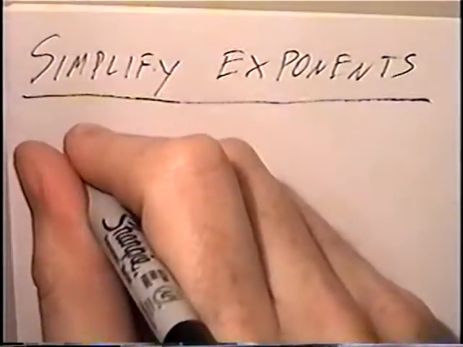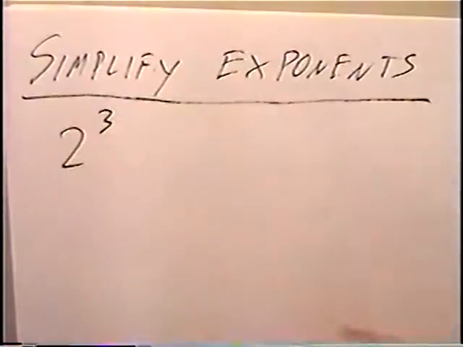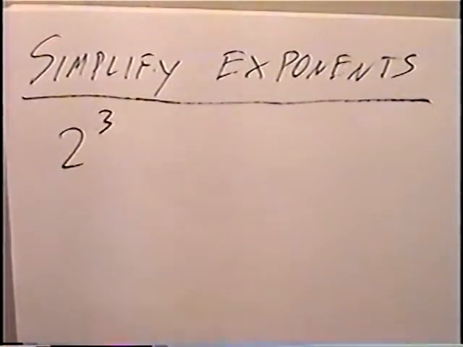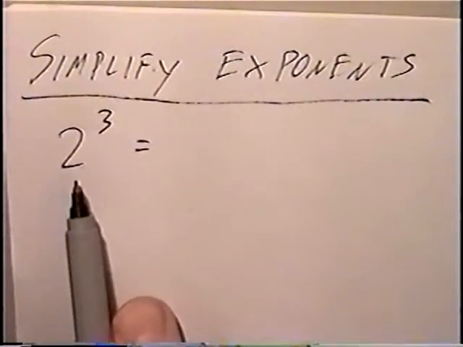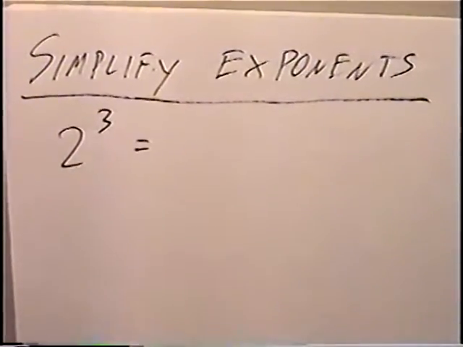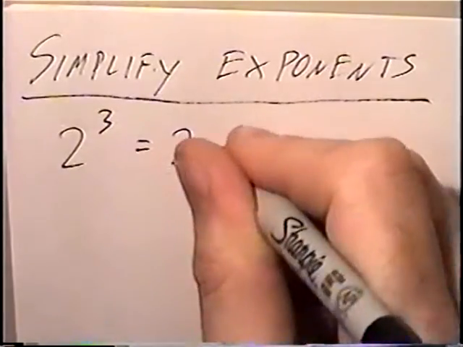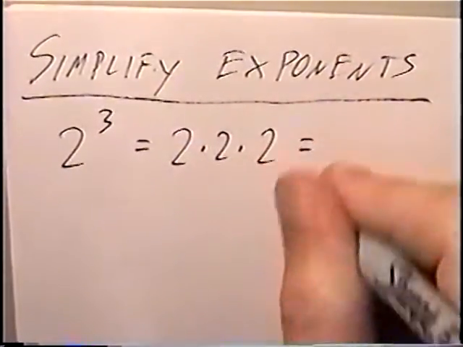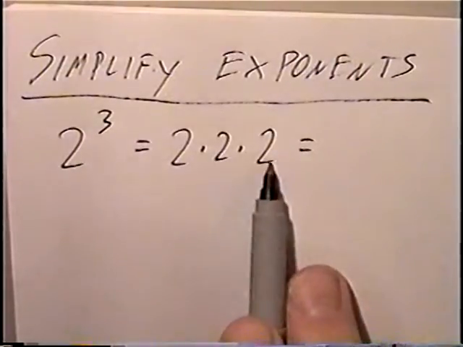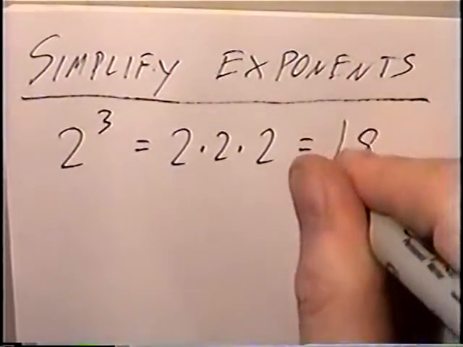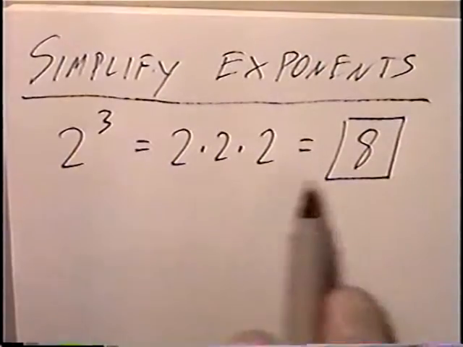First problem is 2 to the power 3, or 2 to the third power. 2 to the third power means the number 2 times itself 3 times. So we'll have 2 times 2 times 2. Multiplying this out, 2 times 2 would be 4, times 2 more would be 8. So 2 to the third power is equal to 8.